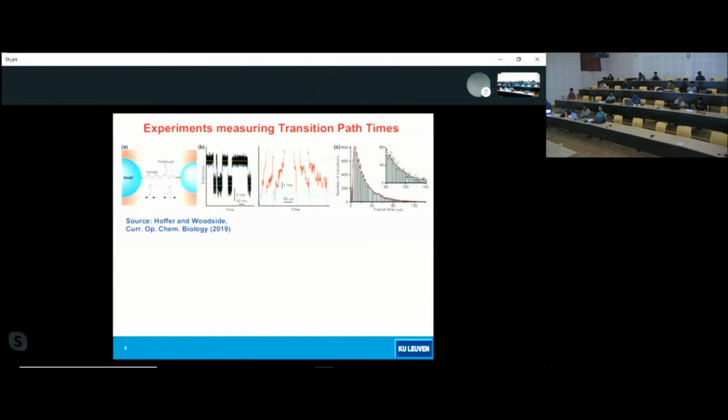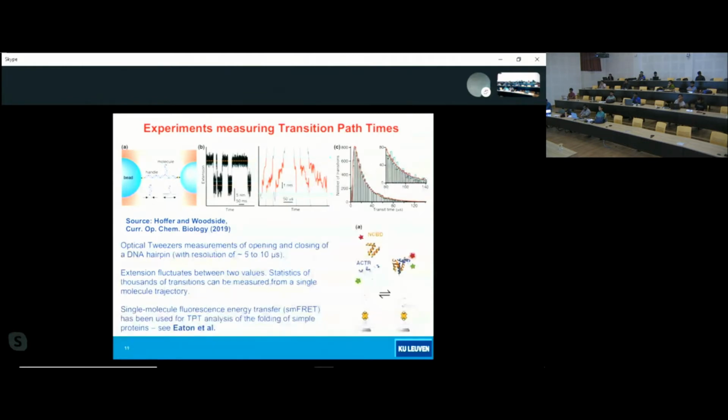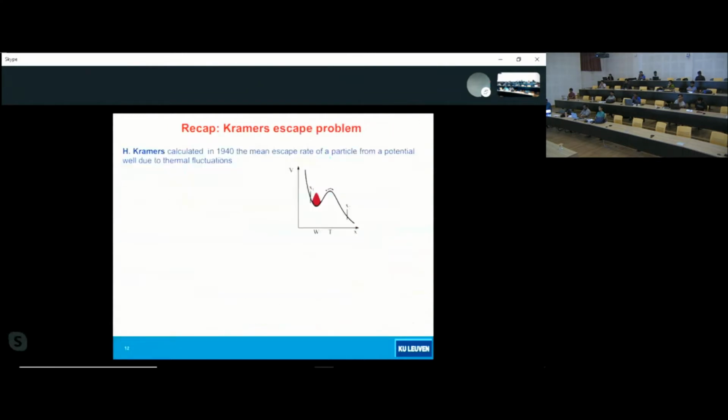This comes from, as I already said, optical tweezers. There is another system that people are studying. It's about protein folding and so on. So this is a bit of the experimental study.